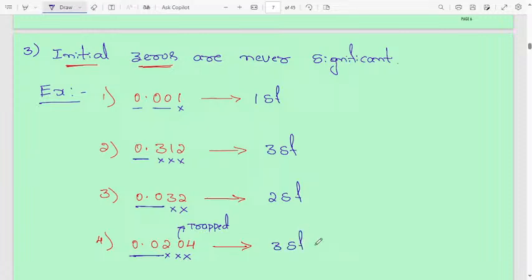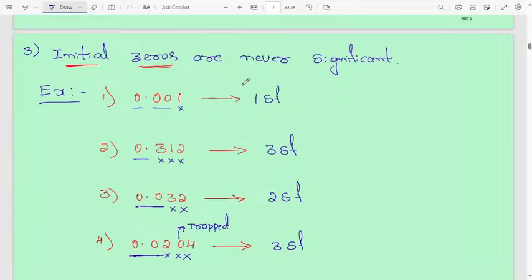That's why when you are learning significant figures and solving problems, you have to keep all the rules. It is very, very important. That's why I'm going slowly, explaining slowly. It will be helpful for you.